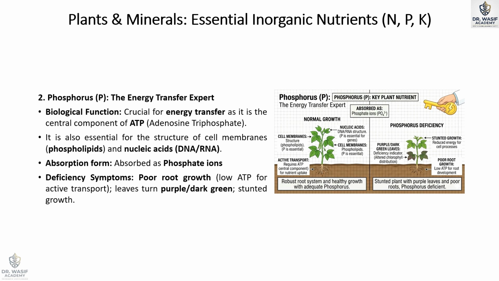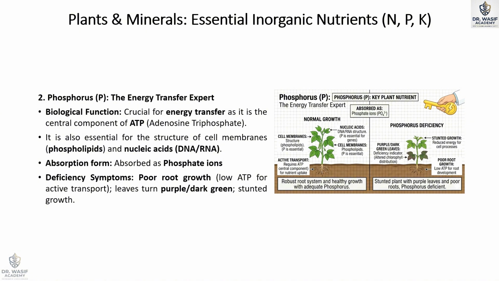Beyond energy, phosphorus is vital for the walls of the plant cells. It makes up the phospholipids in cell membranes and is a key ingredient in DNA and RNA. So my dear students, plants absorb this mineral, phosphorus, as phosphate ions. If the concentration of phosphate ions is low, the symptoms are very distinct.